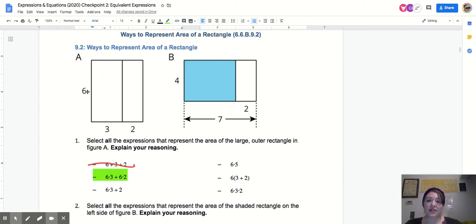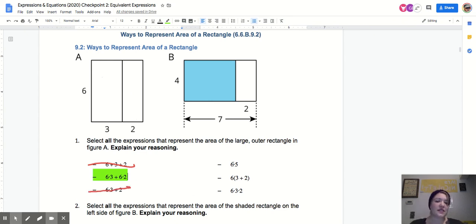Next, we have 6 times 3, that would be this area here, plus 2 more. That one won't work because it's not the area of this one, that's just the width of this one. So that's a no-go on this one.